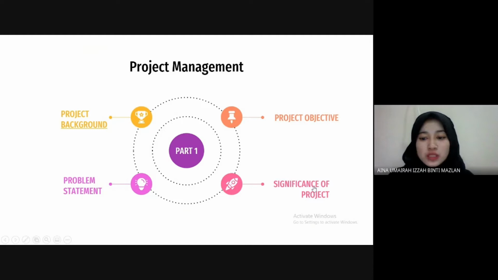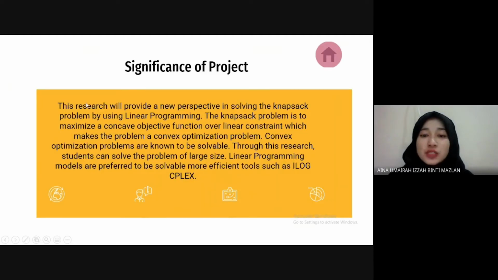We proceed to the significance of the project. This research will provide a new perspective in solving the Knapsack problem by using linear programming. The Knapsack problem is to maximize a concave objective function over linear constraints, which makes the problem a convex optimization problem. Convex optimization problems are known to be solvable. Through the research, students can solve problems of large size. Linear programming models are preferred to be solvable.